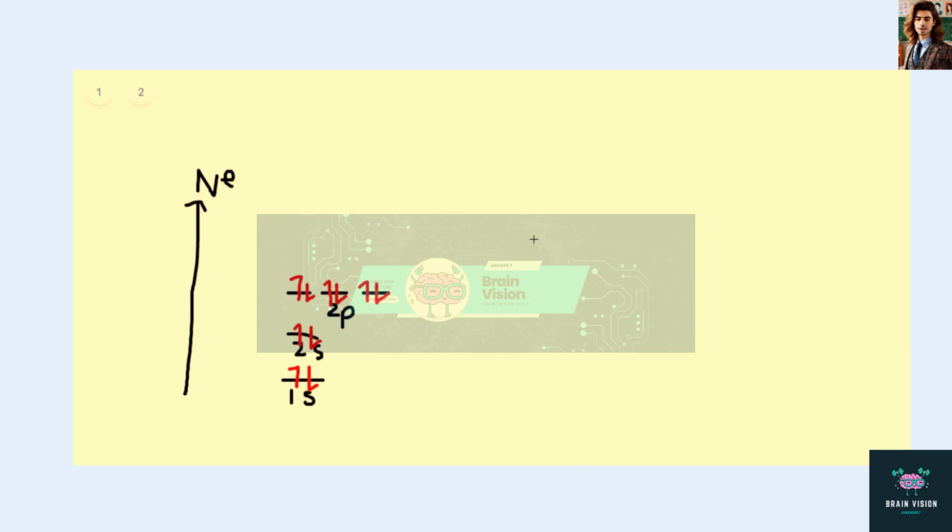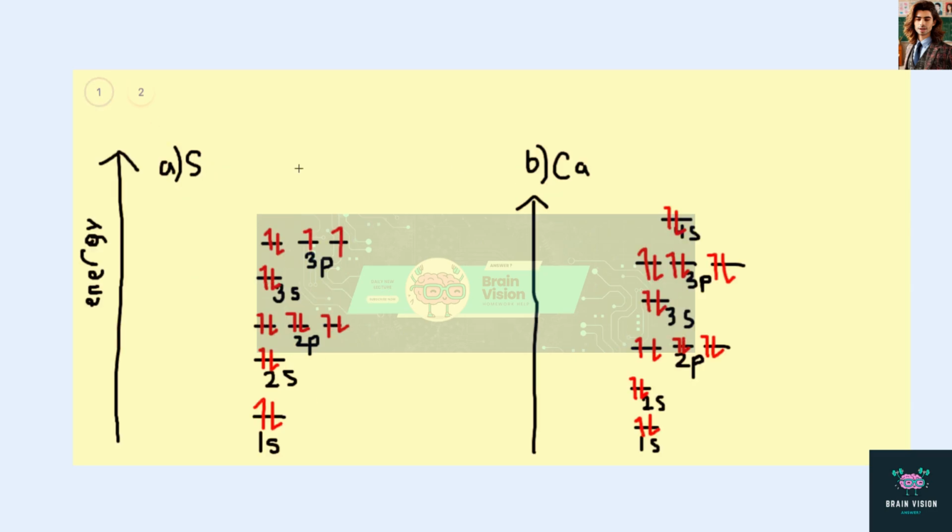All right, and now let's do helium. Helium is in the first period and it is in the s block. So helium only has one sublevel with 2 electrons, 1s2. So this is a full orbital diagram showing exactly where the electrons are located in each orbital for helium, neon, sulfur, and calcium.